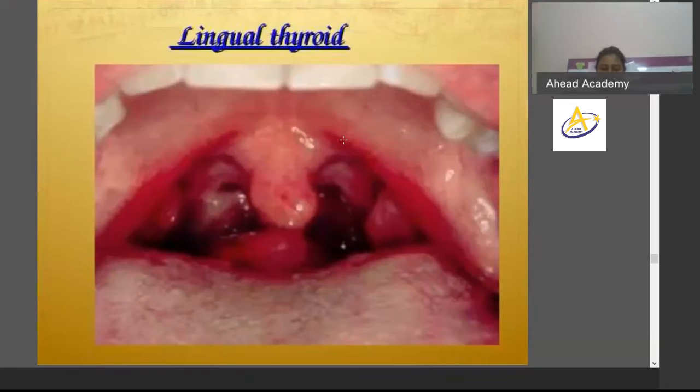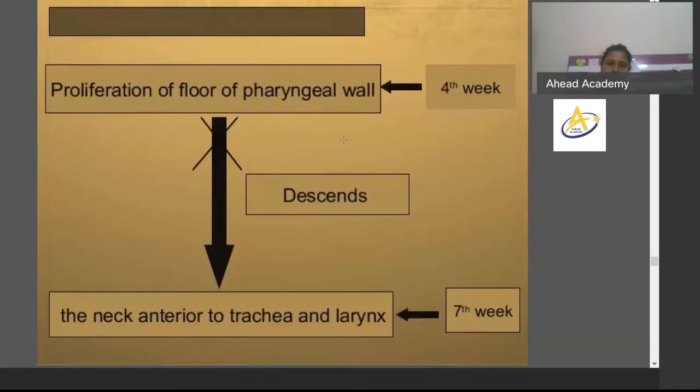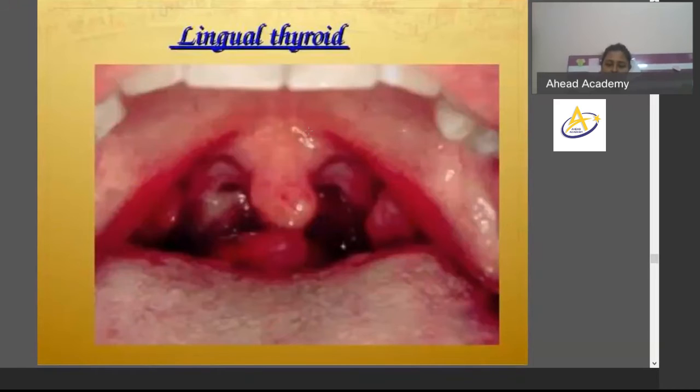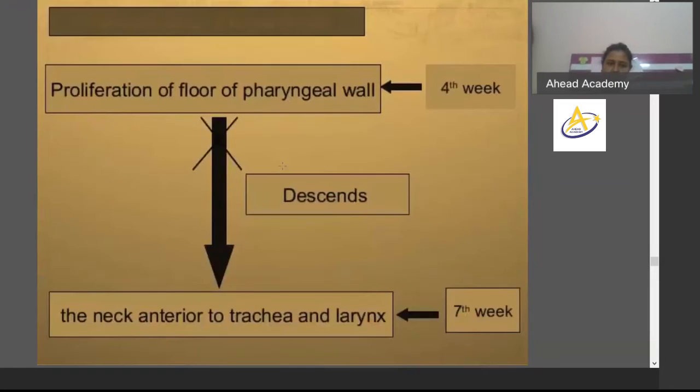Lingual thyroid. Lingual thyroid is basically a normal mass, believed to be a part of thyroid gland, thyroid tissue, and this is seen at the base of the tongue. Due to embryological disturbances, this is seen, and it is not dangerous. It is just an embryological anomaly.